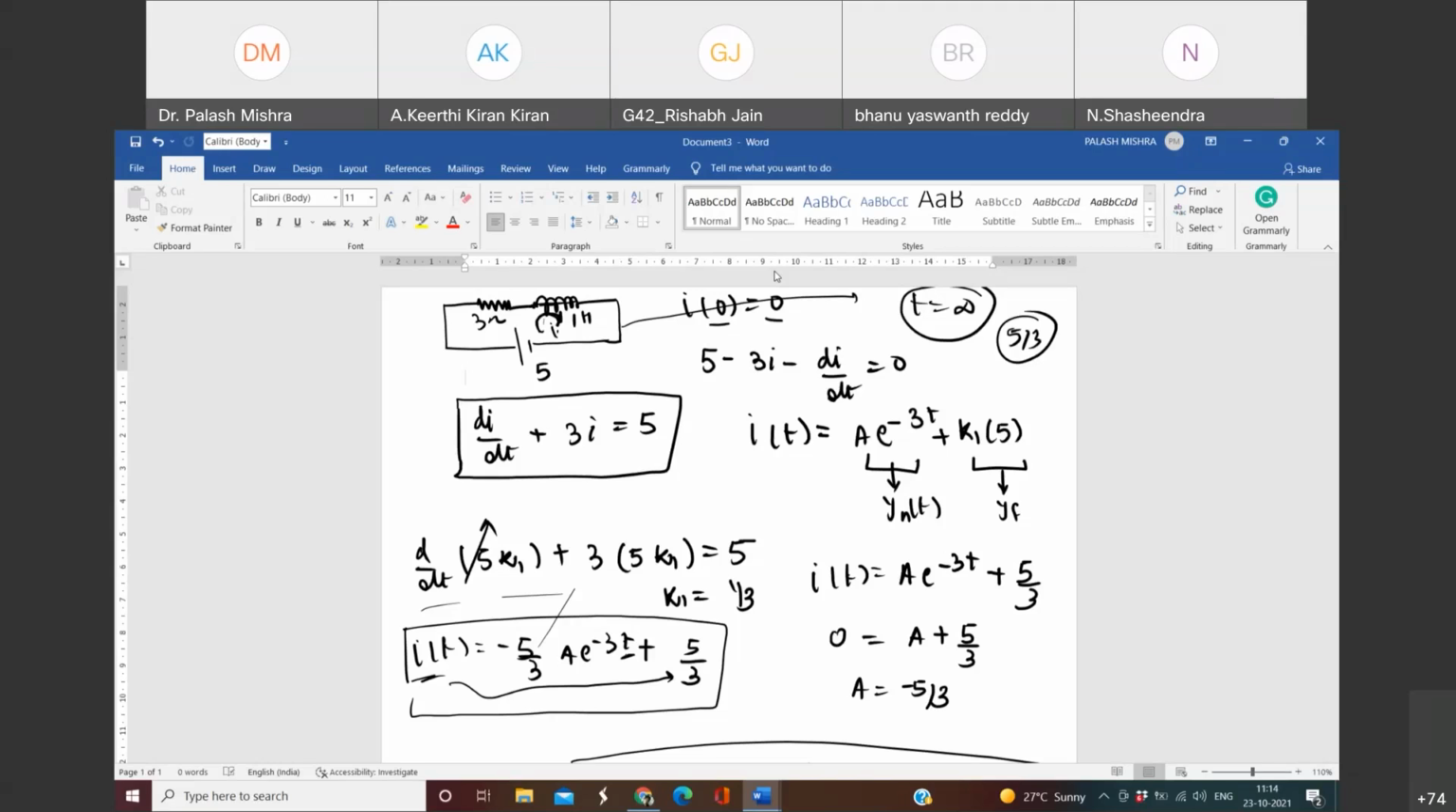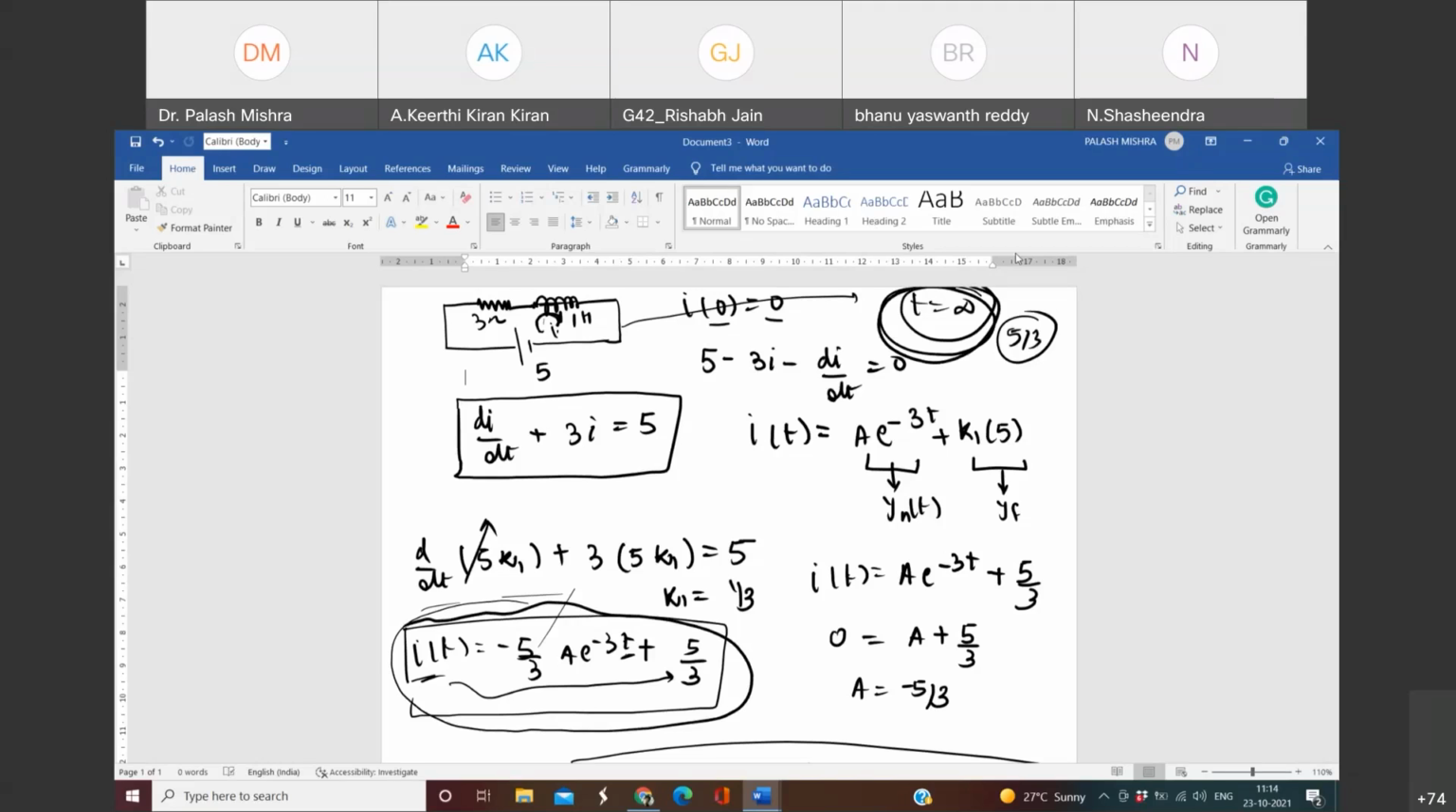Got my point? This is the difference between transient analysis and steady state analysis. Steady state is this condition after a very long time. Transient is this condition where at every time instant you are able to tell me the value of the current.